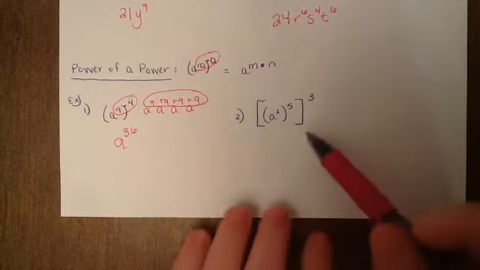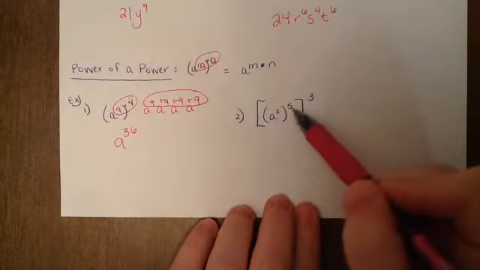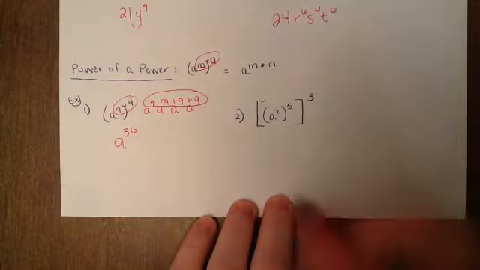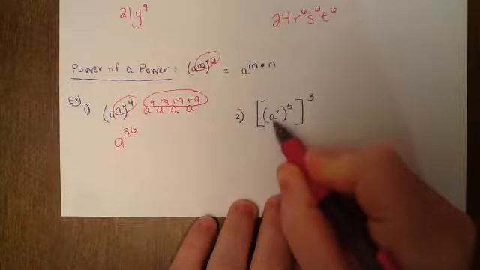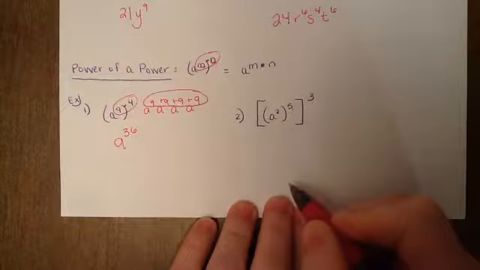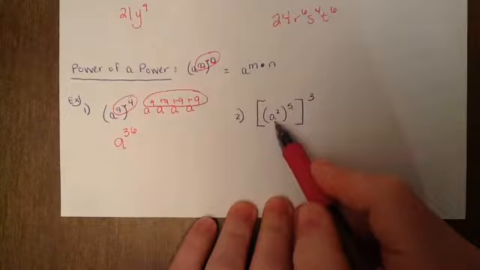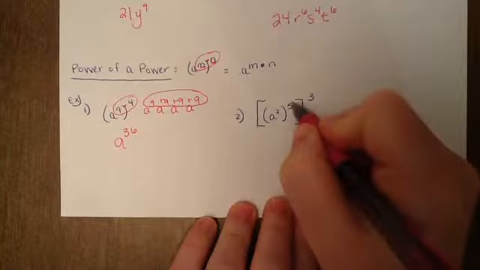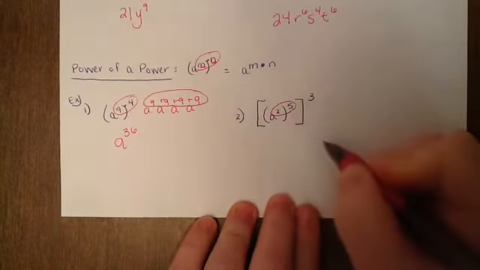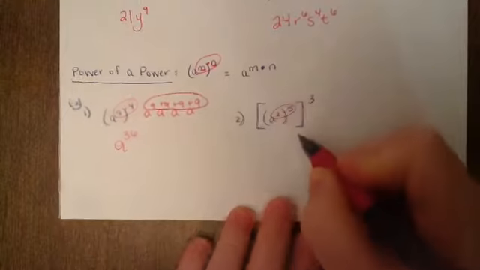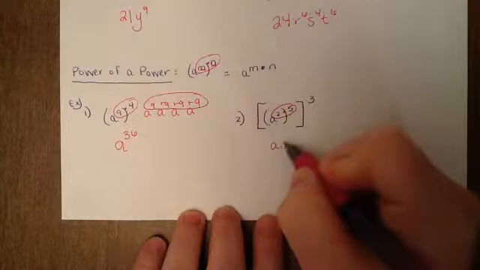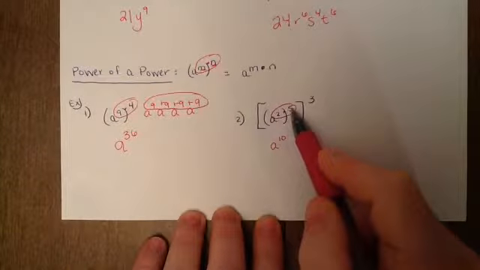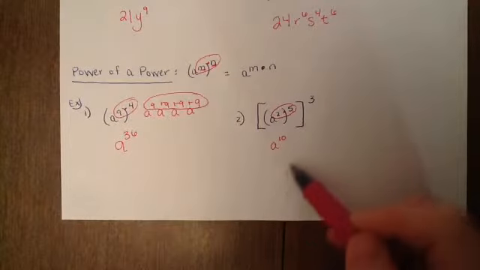This one's interesting. I have a squared to the 5th, and all of that then to the 3rd. So just start on the inside, a squared to the 5th. What do you do to figure out what a squared to the 5th is? You have a power to a power, so you are going to multiply. And this would be a to the 10th. So a power to a power, multiply.